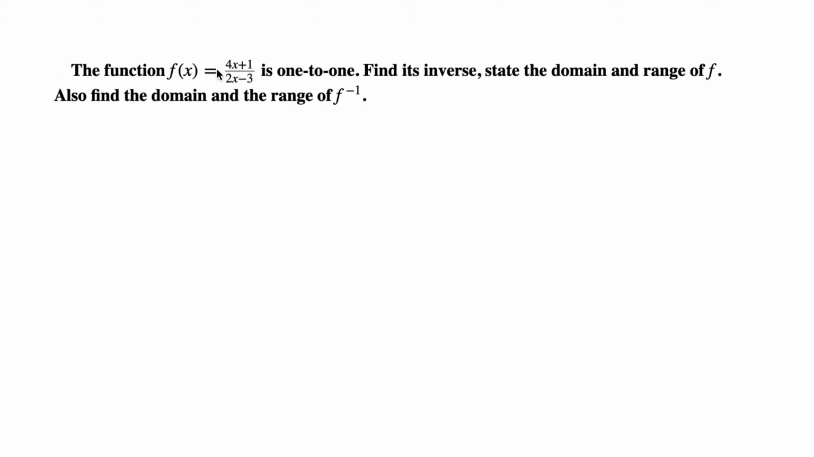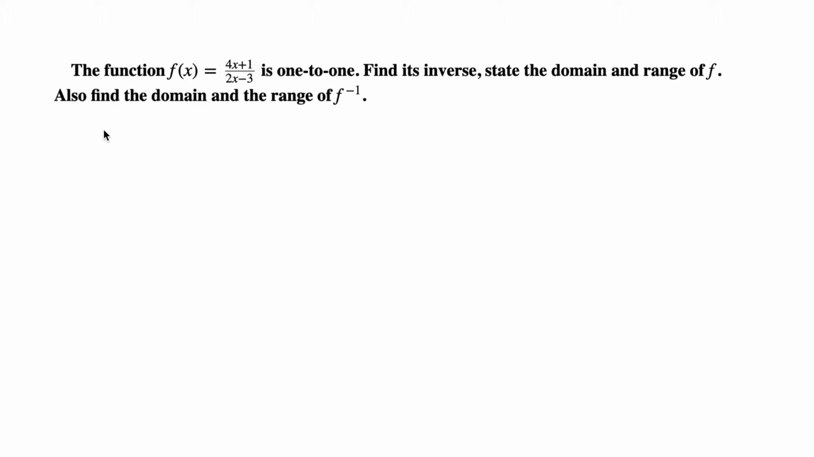The function f(x) = (4x + 1)/(2x - 3) is one-to-one. All that means this function has an inverse. So then we are asked to find the inverse, state the domain and range of f, and also find the domain and range of f inverse.